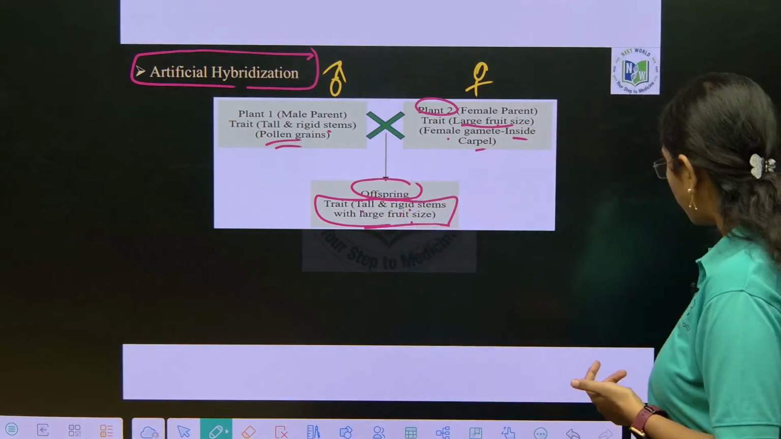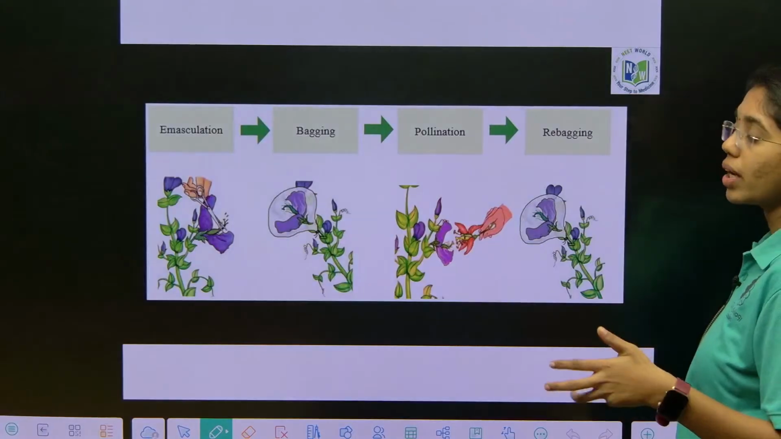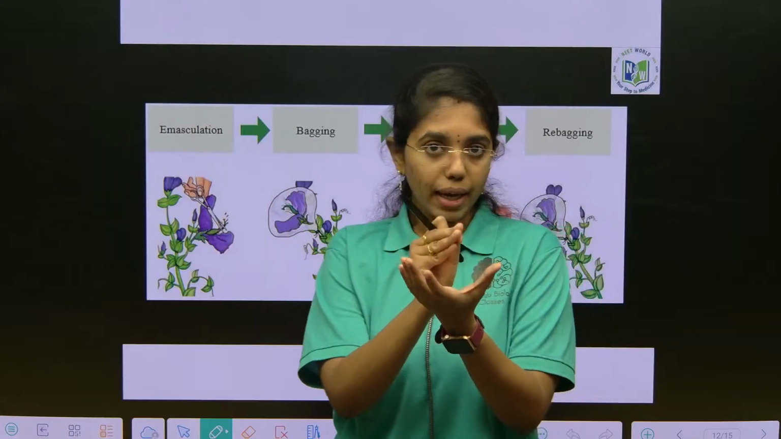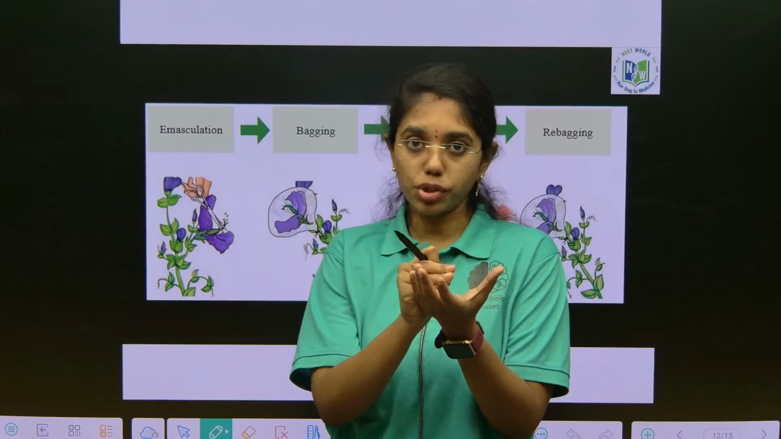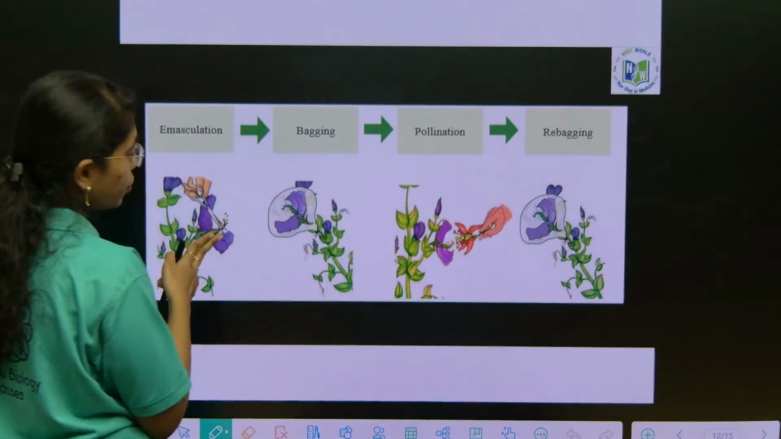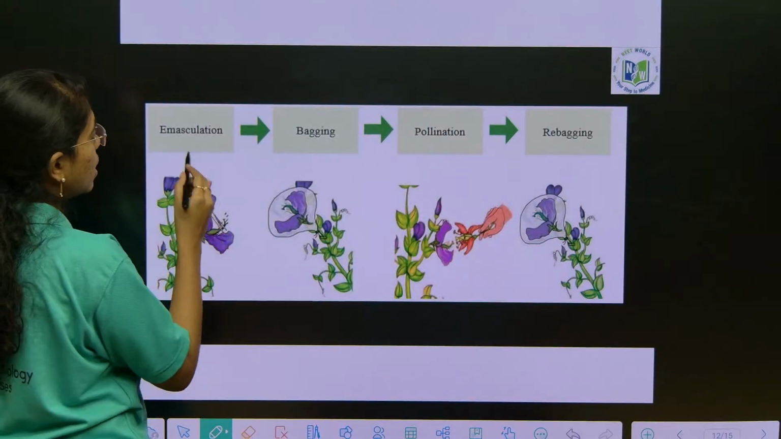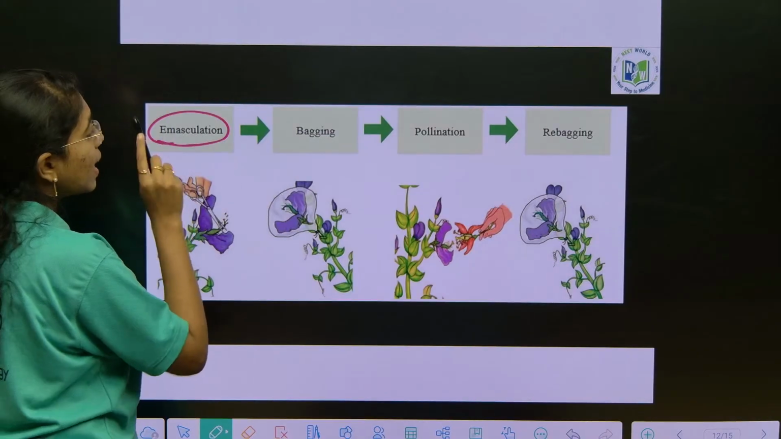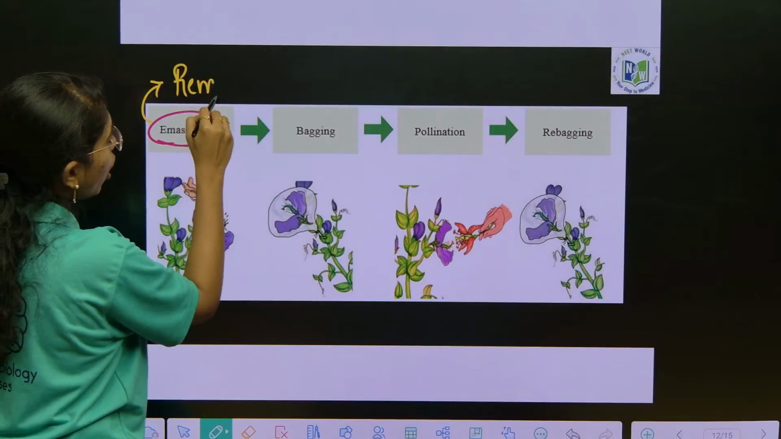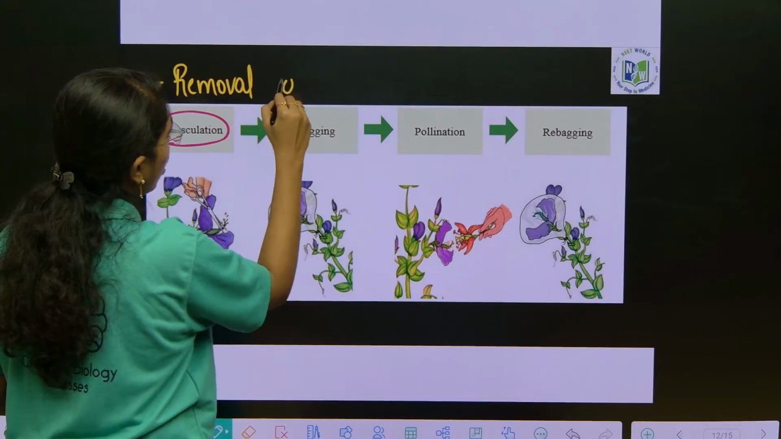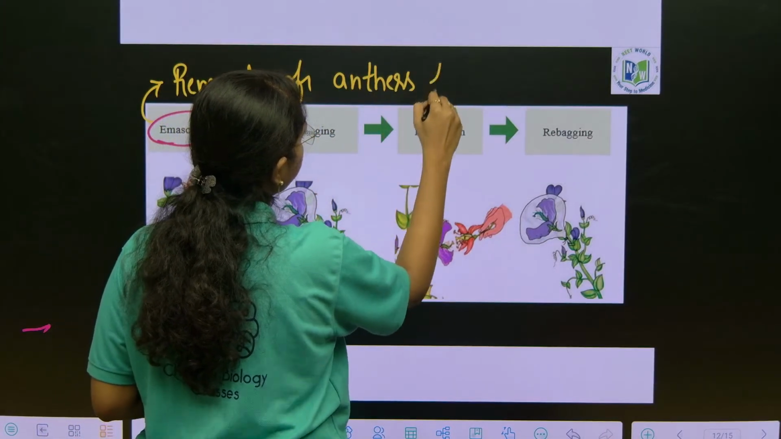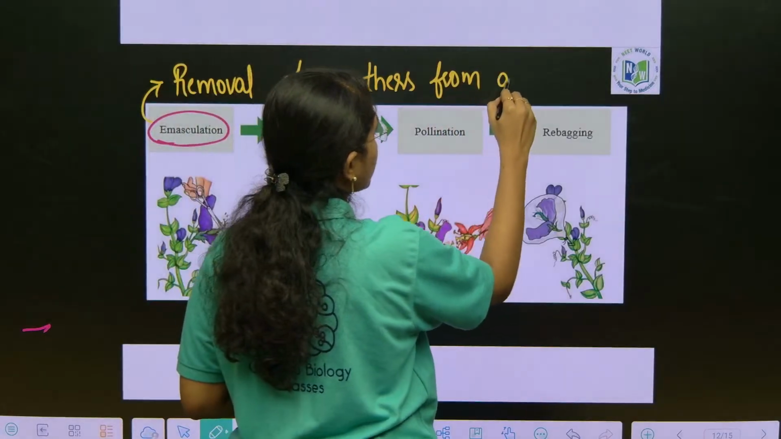So, how can we do this? What is the procedure? In a bisexual flower which already has a male reproductive structure and a female reproductive structure, in such a bisexual flower, first you have to cut the anthers. That phenomenon is called emasculation. Emasculation is nothing but what? Removal of anthers from a bisexual flower.